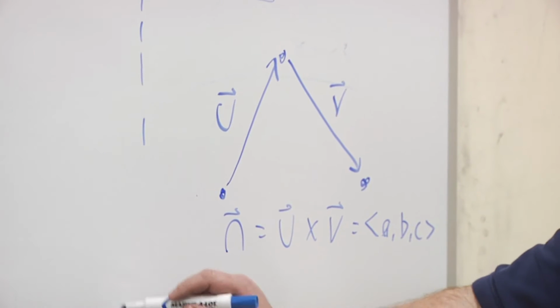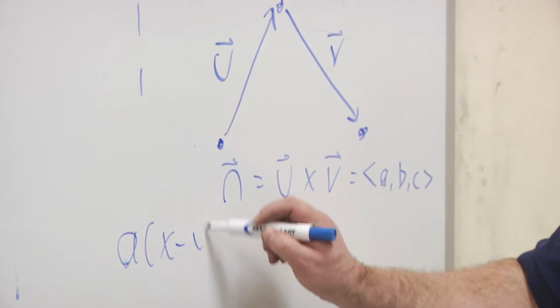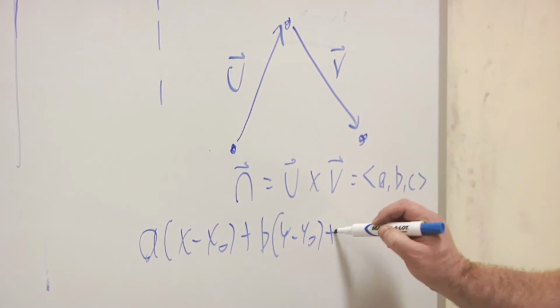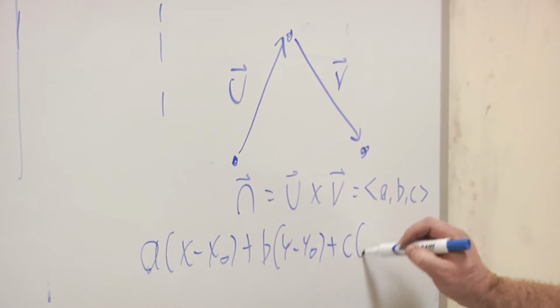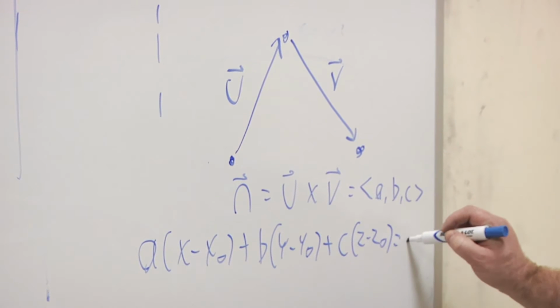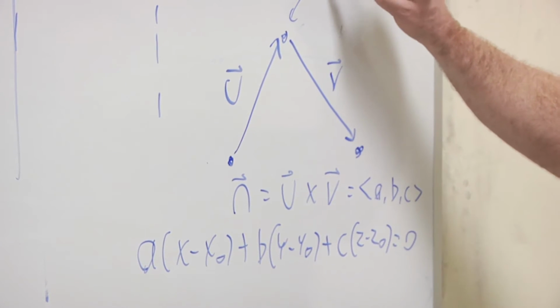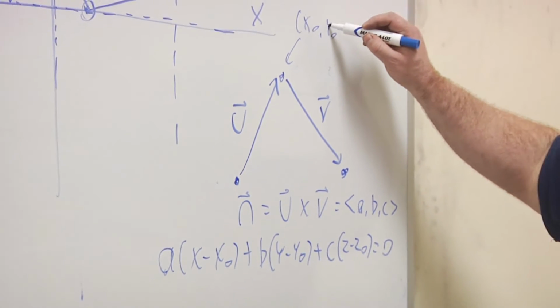So then your equation is A(x − x₀) + B(y − y₀) + C(z − z₀) = 0. And (x₀, y₀, z₀) you can choose to be any of the 3 points. It doesn't matter which one.